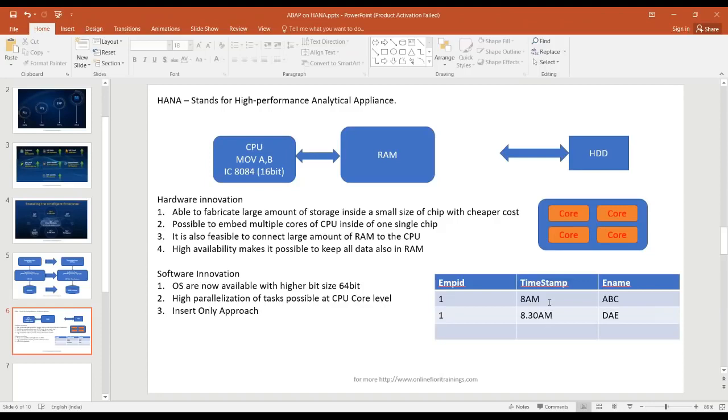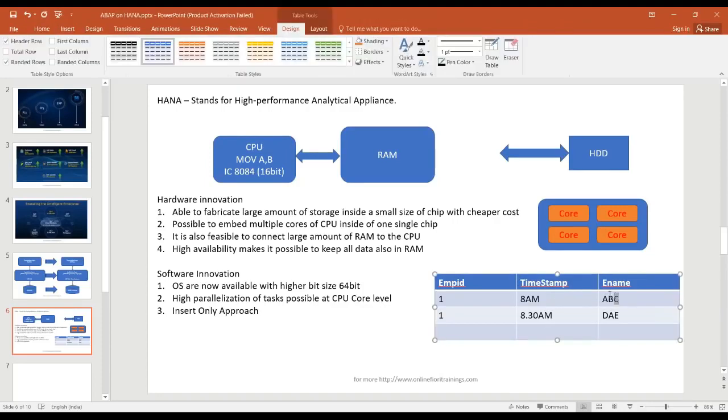The first advantage is that the search overhead is avoided, because if I have to update this employee name, I would first have to find this record, which is a search overhead. So this search overhead I am removing. I don't have to search now. I have to blindly insert with the new timestamp. The second advantage is versioning.